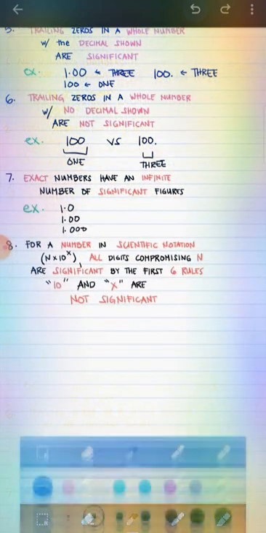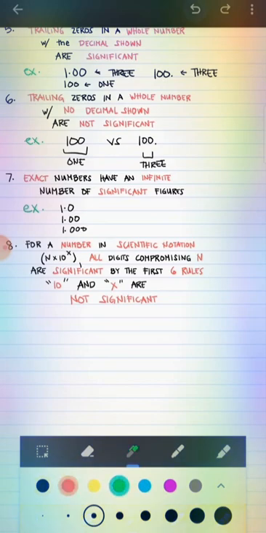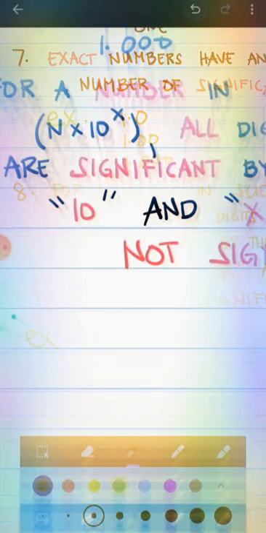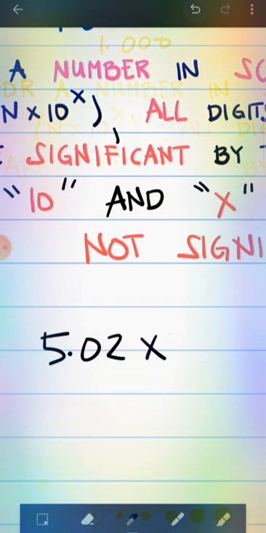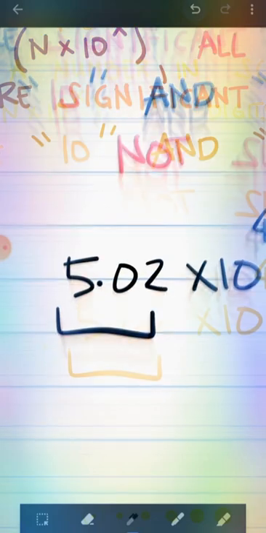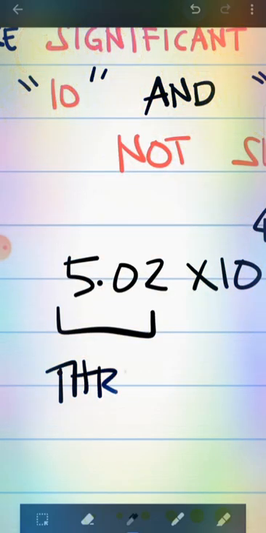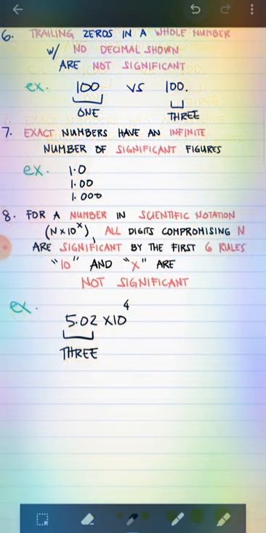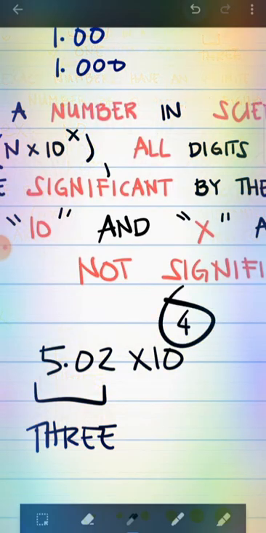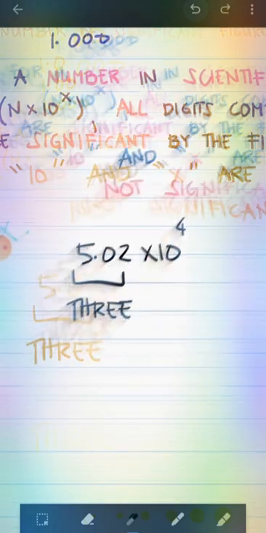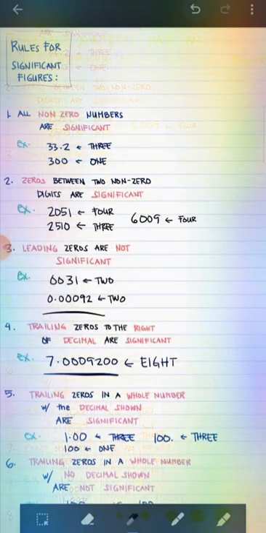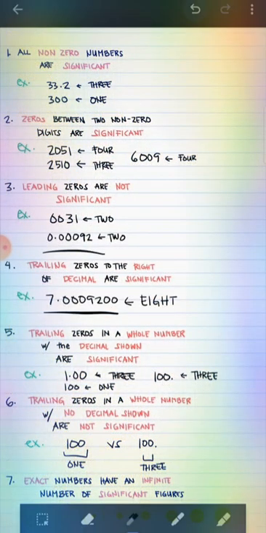If we have a number in scientific notation, say 5.02 times 10 to the 4, automatically these 3 become significant. These 3 are significant. But then, by rule number 8, 10 and this x here are not significant. So this example has only 3 significant figures. These are the rules in identifying whether a digit is significant or not.